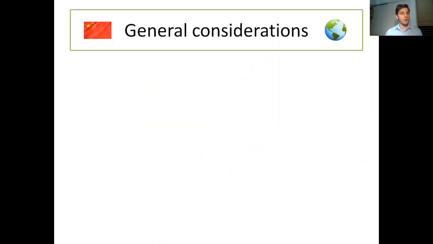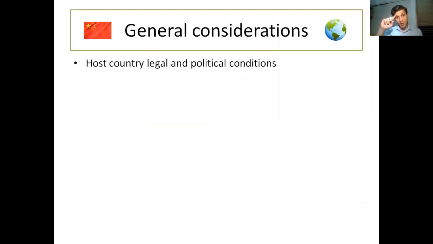So my general consideration is that it's mandatory, for the planning of BRI projects, to understand very well the host country's legal and political conditions. And why do I say that? Because a company can be as environmentally friendly as it wants, but once it enters the jurisdiction of another country, it must abide by the rules and regulations of that country. And of course, it needs to understand its customs and political conditions. And why do political conditions matter?